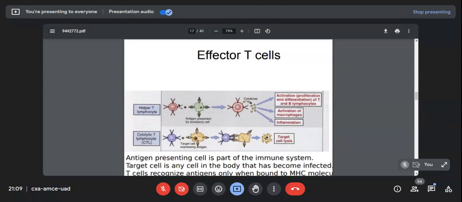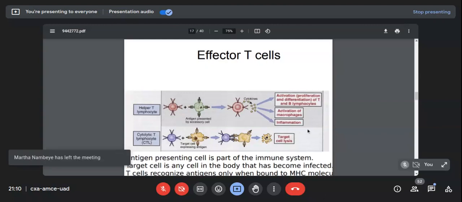Then the other type of T cells are what we call the cytolytic, in other books cytotoxic, T cells. When this type of T cell is activated, it brings about what we call cell lysis. In short, these are what kill the pathogens. Remember, the first type doesn't kill, it only activates other systems. But this type of T cell kills, and is responsible for the killing mechanism of cell-mediated adaptive immunity.